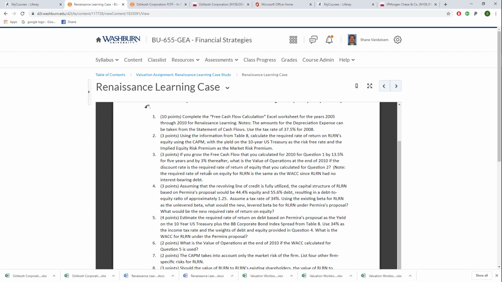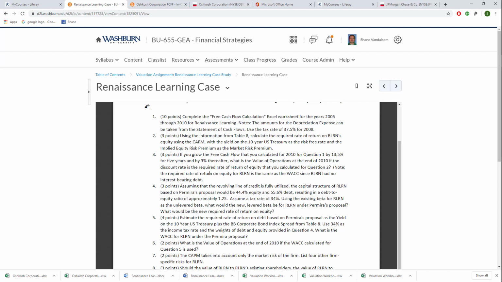So how much on average do companies that have a BB credit rating or bond rating on their bonds, what is the yield on that versus the yield on the 10-year U.S. Treasury bill? Or Treasury note. And so that's going to give us an estimate for the expected cost of debt for Renaissance under that situation.